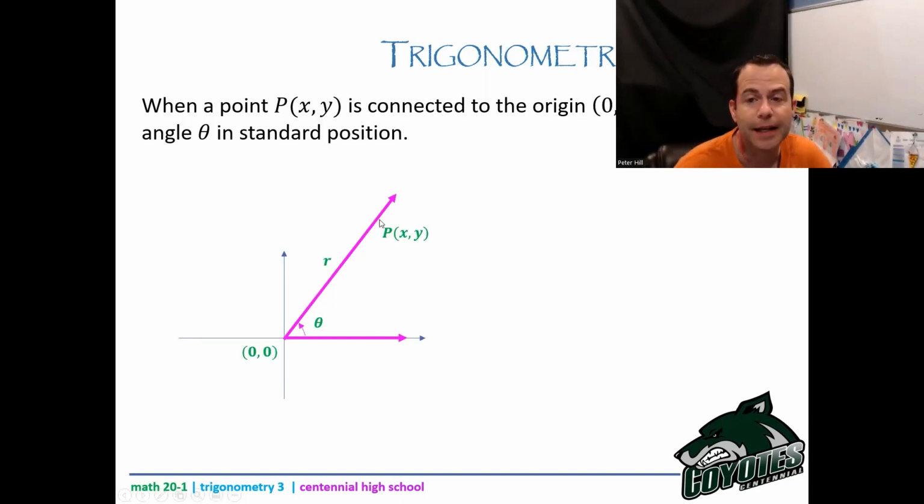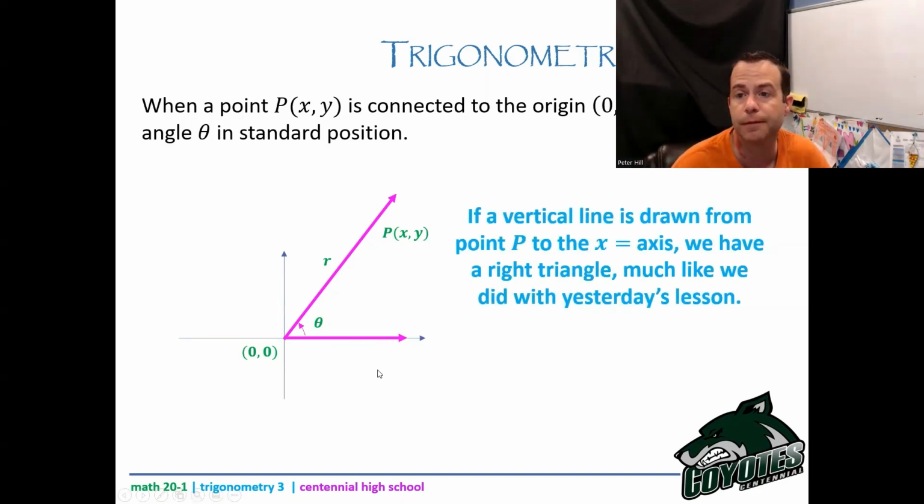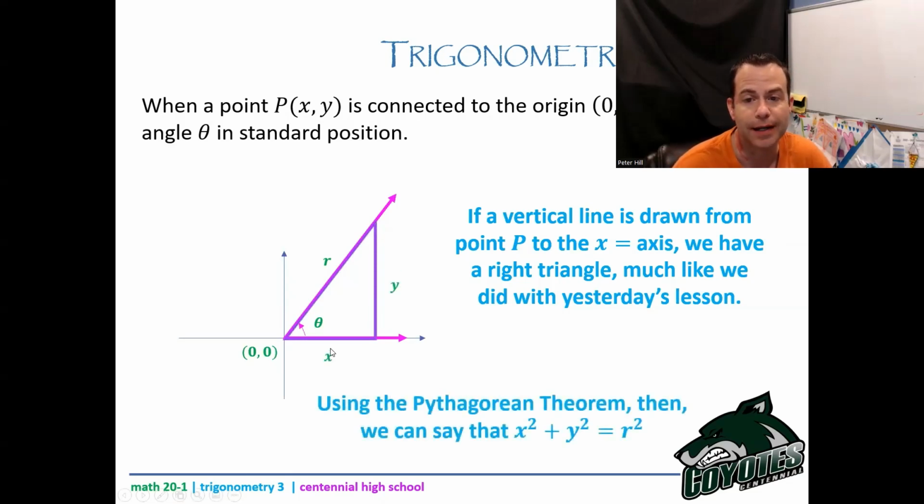Here's the thing. If I have this point, x, comma, y, in order to get to that point, I had to go over x and up y. So I can label this bottom distance x, and I can label this height y. So if a vertical line is drawn from point P to the x-axis, we have a right triangle, much like we did in yesterday's lesson. And I know that we're going to label this as x, label this as y.